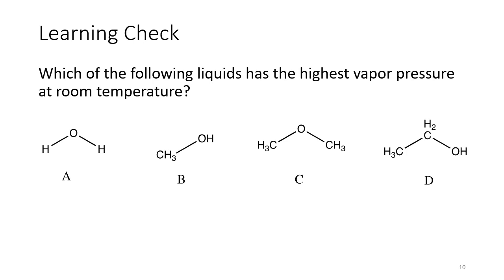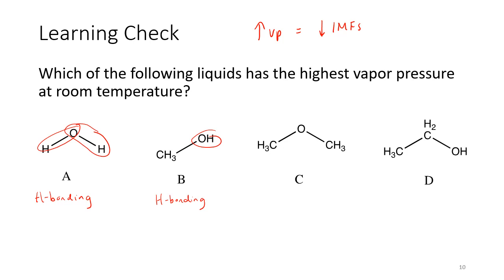Which of the following liquids has the highest vapor pressure at room temperature? Recall that as vapor pressure goes up, the intermolecular forces go down. A molecule that has weaker intermolecular forces between it will have a greater vapor pressure because the molecules will be able to escape the liquid phase more easily. So we want to determine which intermolecular forces are present amongst A, B, C, and D. A is water. Water contains hydrogen bonding, which is a rather strong intermolecular force. It has 2 hydrogen bonds per molecule. B is methanol. It contains 1 hydrogen bond per molecule.